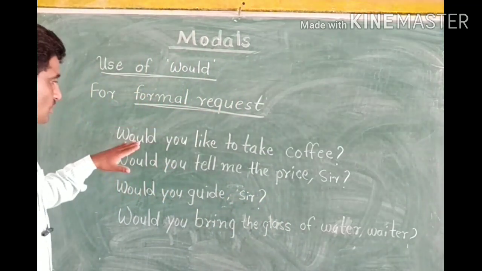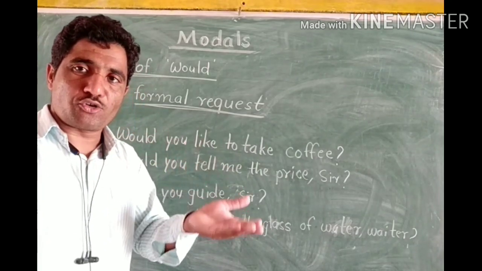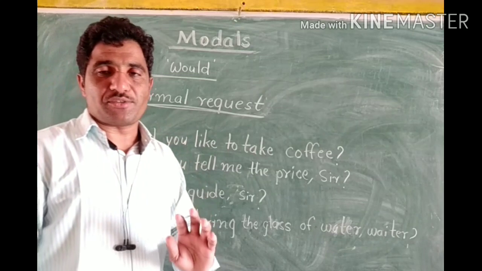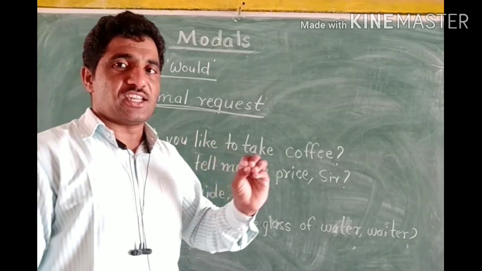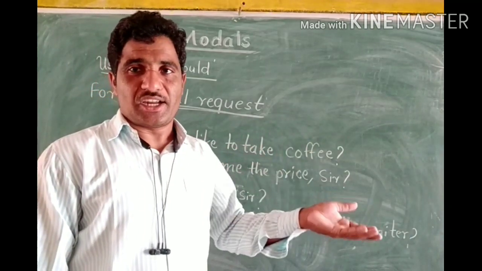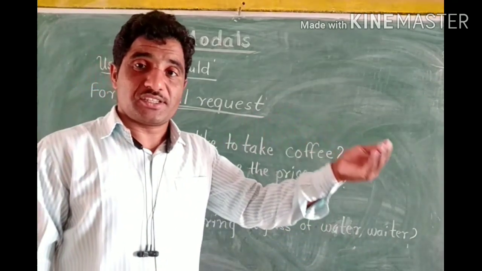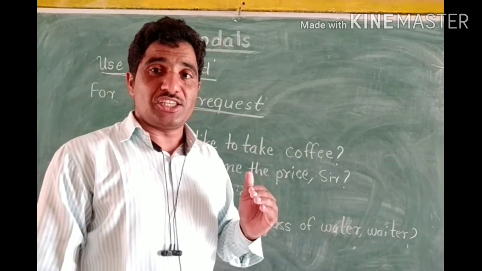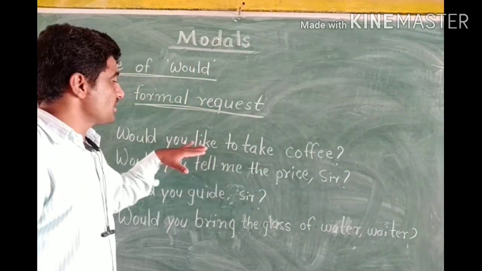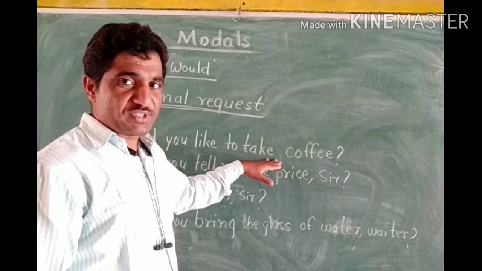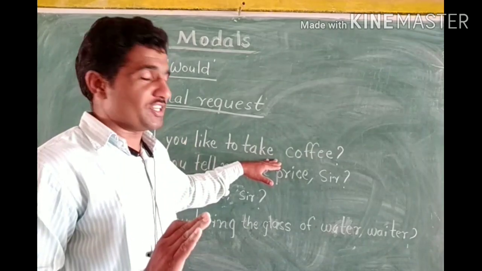These are some examples. Would you like to take coffee? It is the request, a formal request. The speaker asks the listener, if you like, you can take, and if you don't like, it doesn't matter. This means that it is up to the listener whether he should take or not. Would you like to take coffee? Kya tumhe coffee pasand hai? It means you may take or you may not take. It is not the polite request.